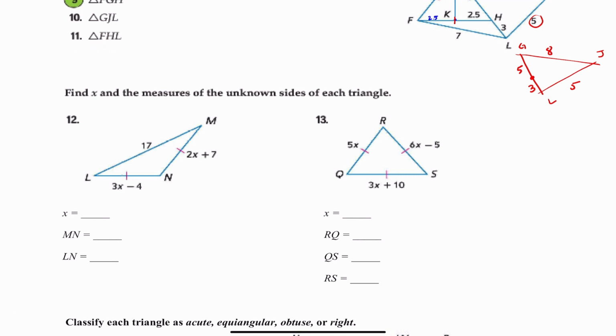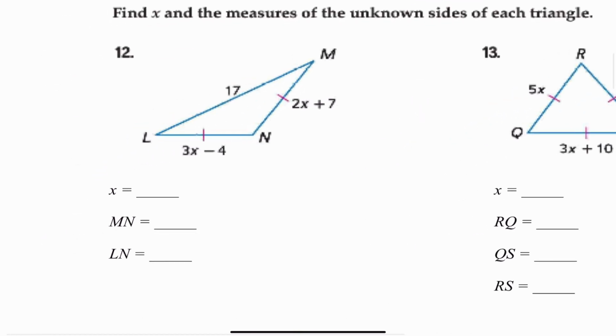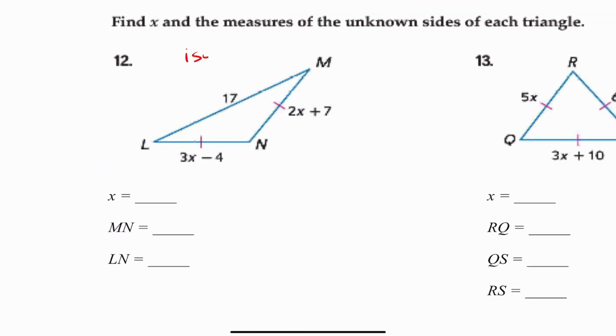Find x and the measures of the unknown sides of each triangle. Okay, I can see that this here is an isosceles triangle. So that means I need to look at these 2 tick marks here because this and this are congruent, and it has at least 2 congruent sides, so therefore this is an isosceles triangle. So what do I do with this and this being congruent? I set them equal to each other. And I solve for x. So x is equal to 11, and now I need to figure out what MN is.